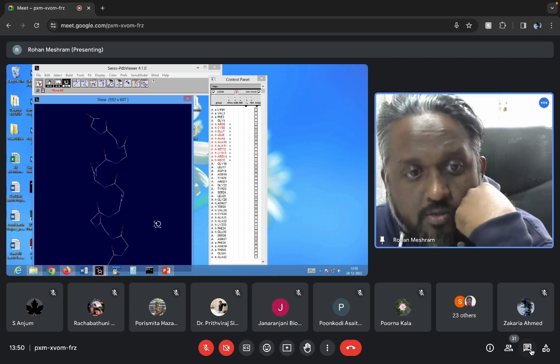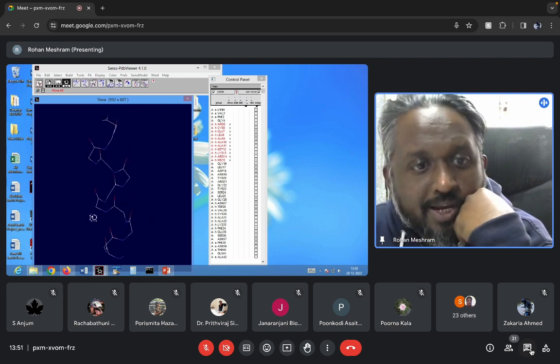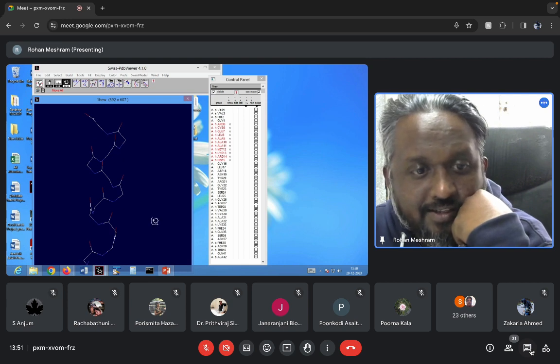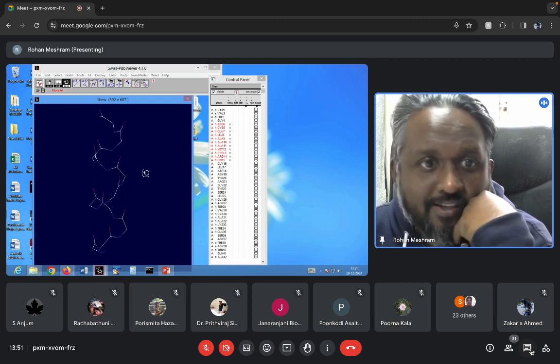Okay, so what is that? You can see that this is an alpha helix. Now if you rotate this alpha helix, you can clearly see that it has helical turns, right? If you look at it like this, you can see that there is a circular hole in between. So it is clearly visible that this is an alpha helix.